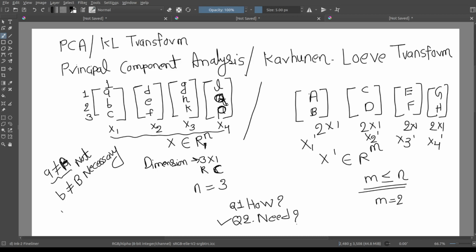Okay, it is just a more compact representation, you can say. You need some information to represent this data X, which is 3 dimensional. After PCA or KL transform, you can represent closely the same data with a smaller amount of information. So you can say that it is a more compact representation. Now the question is how to find this.